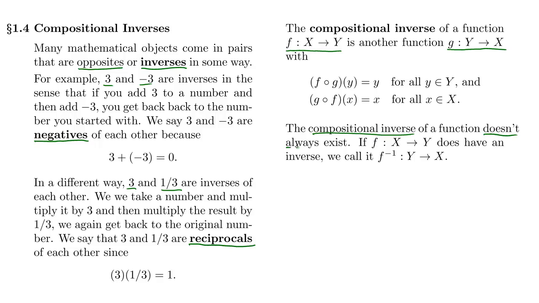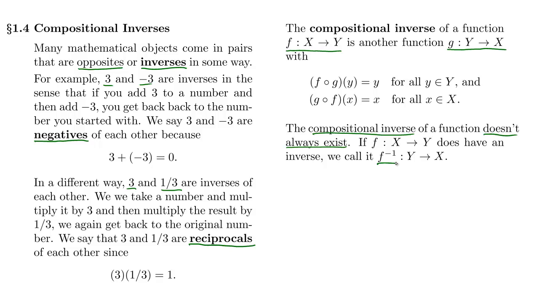Not all functions have inverses. If you start with some function f, you can't always find a function g which has the properties above. When you can find such a function, there's only one of them around, so we give it a special name, which is f to the -1. We say that's f inverse, or the compositional inverse of f.